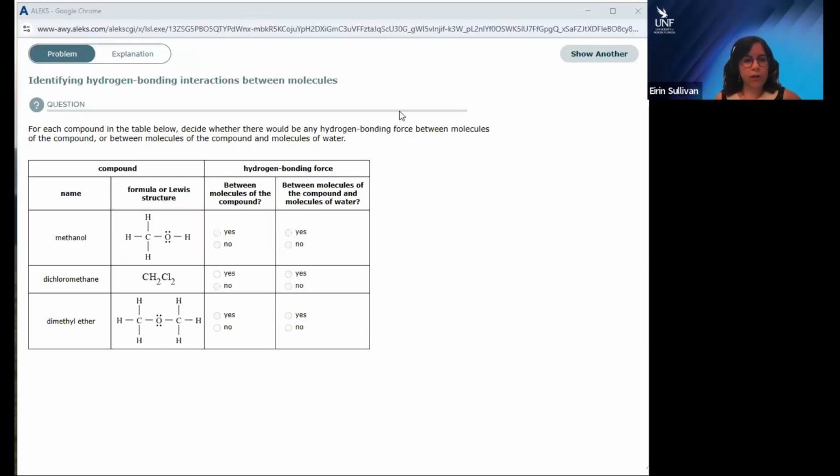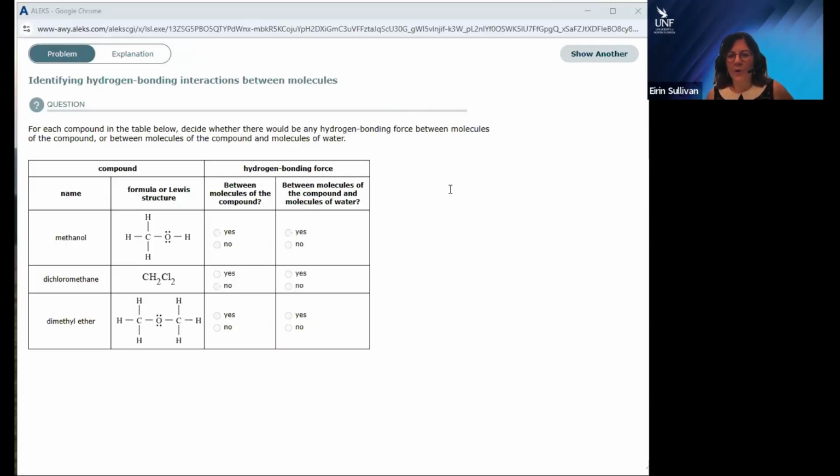This particular question is asking us to identify hydrogen bonding interactions between molecules. And it's specifically asking us to look for two different things. First of all, whether the molecule is able to form hydrogen bonds between molecules of the same compound. And it is also asking us whether the molecule in question can form hydrogen bonds between that compound and water, for instance, if it's an aqueous environment.